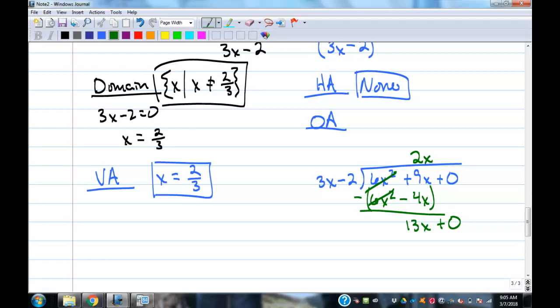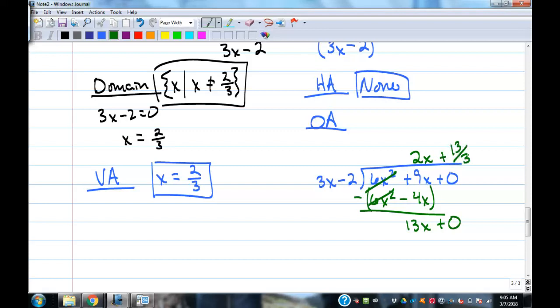Because I need this multiplied times 3x to get 13x. What times 3? I know the x is going to be taken care of. What times 3 is going to get me the 13? So 3 times n equals 13. That's what I'm thinking. Fraction. 13 over 3. That's the fraction I need. So up here, I'm going to put plus 13 over 3.